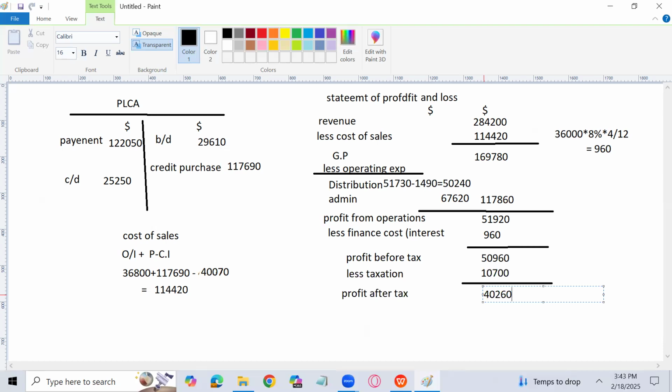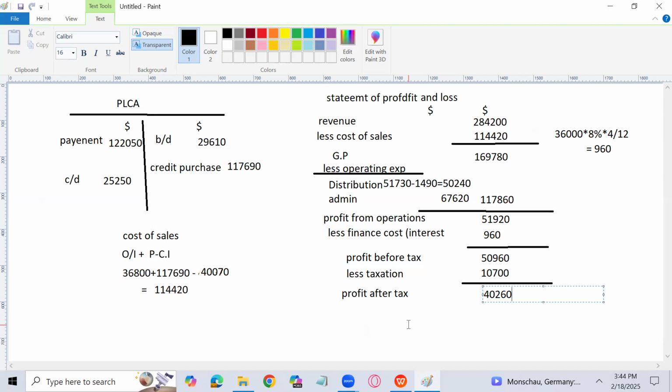So overall, the question was easy, but only the format which we have to adopt is a little new for us regarding company. In a company we take only two expenses, distribution cost and admin cost, and we have to adjust the prepaid and accrued expenses accordingly. After subtracting the expenses, we have profit from operation. Then we subtract finance cost to get profit before tax, and then we subtract taxation, if given in the question, to get profit after tax. This is how we are done with this question.